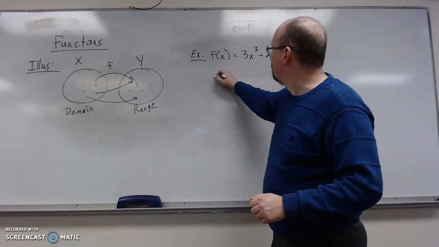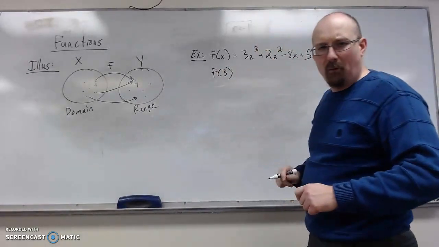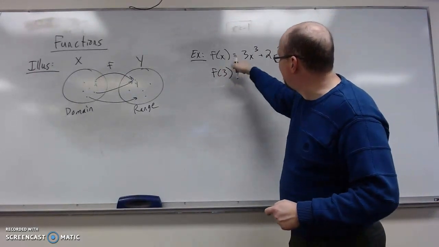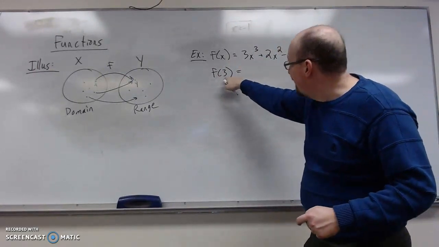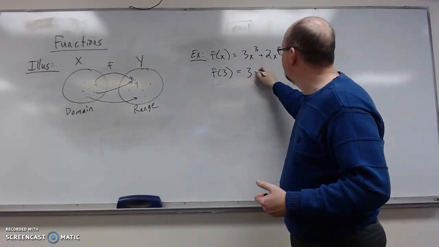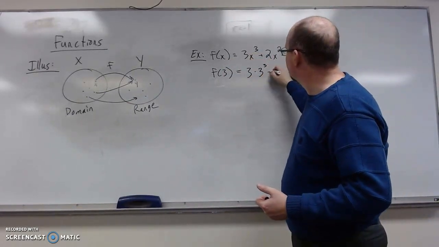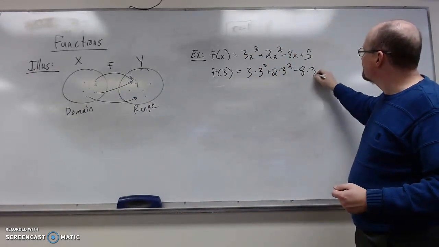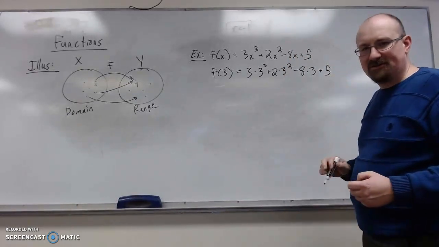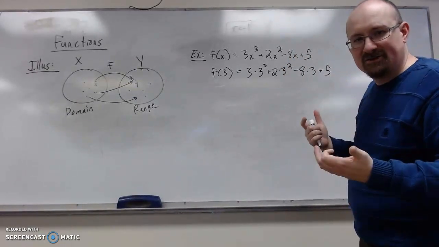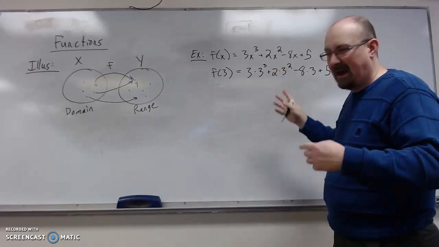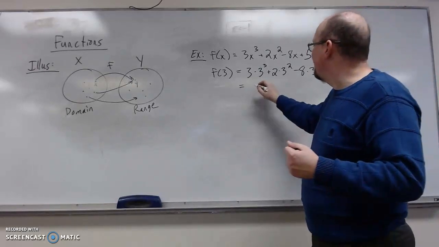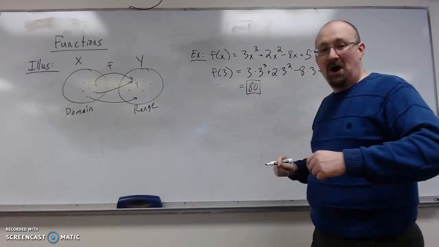You'll notice there are some blurbs underneath there. If we wanted the value of the function when x is equal to 3, the idea is everywhere we see an x in this formula, that value 3 is going to go in its place. So we have 3 times 3 cubed plus 2 times 3 squared minus 8 times 3 plus 5. And then from here, it's an exercise in arithmetic, right? You work out the multiplications and then add and subtract accordingly. When you do that, you should end up getting an overall function value of 80.